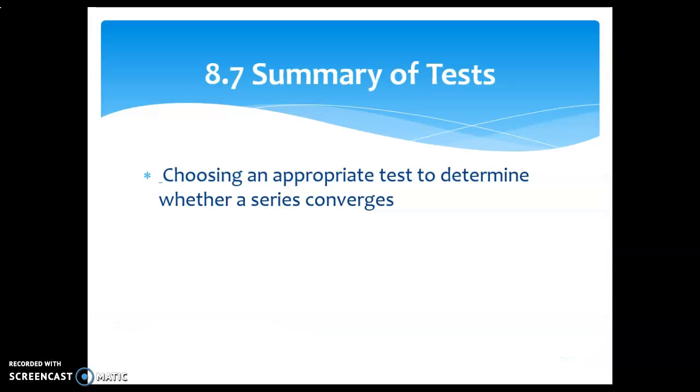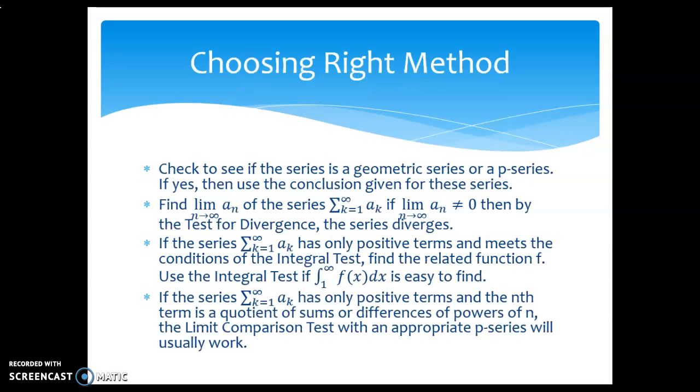So today we will be discussing a summary of tests, choosing the appropriate test to determine whether the series diverges or converges. So first thing is we check to see if the series is a geometric series or a p-series. If yes, then we use the conclusion given for this series in table number 6. So we find the limit of a sub n of the series.